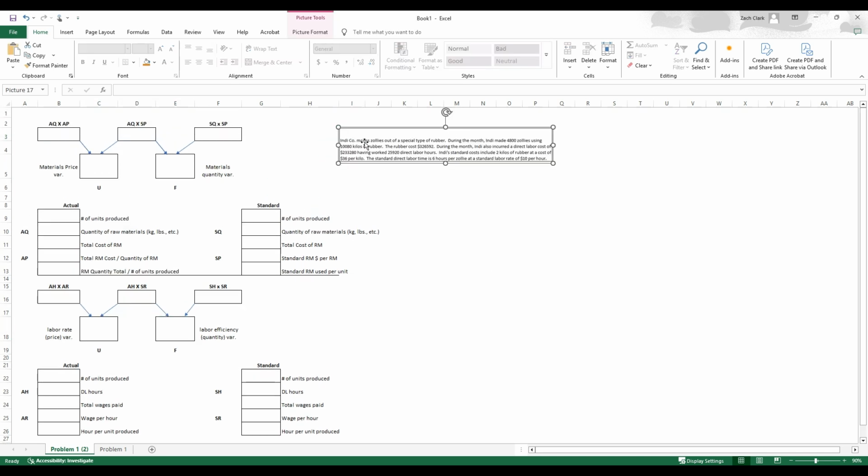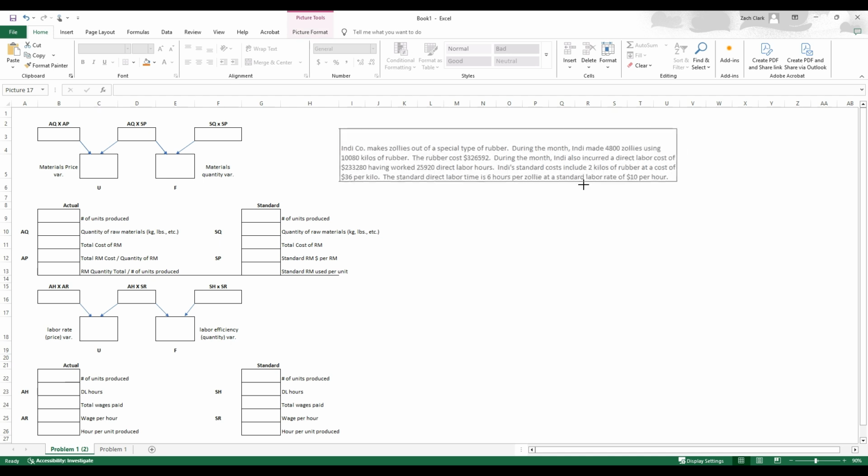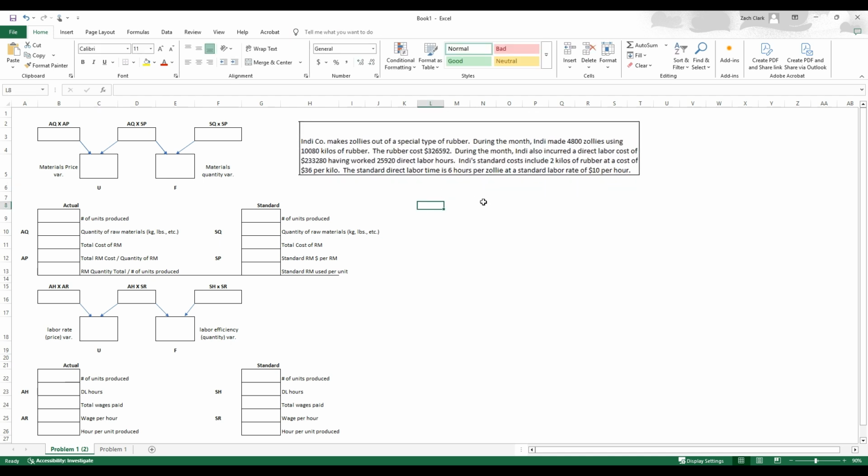Okay, let's paste that in. So in this problem, we're looking at a company that makes some random zollies, whatever that is, out of a special type of rubber. We've got some materials and labor variances that we're going to look at. So we're making 4,800 units, and the quantity of raw materials that we used was 10,080 kilos of rubber, and the total cost was $326,592.